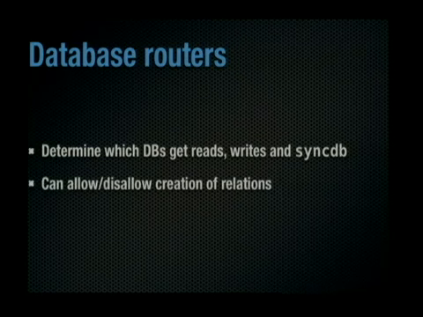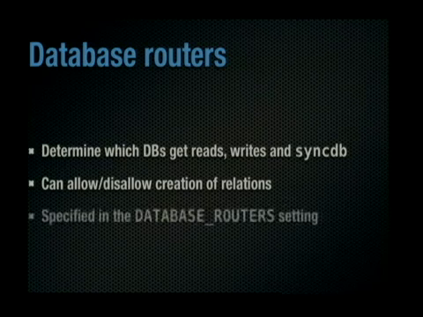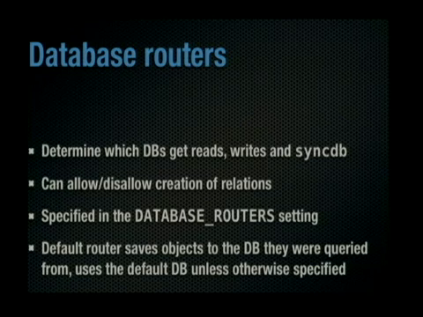Routers can determine on a per database basis whether to allow or disallow creation of relations between models. There we go, the database router setting. The default router that we provide in Django, that you're getting if you don't do anything fancy or change this at all, basically all it does is this: if it's a brand new object that I just created, save it in the default database. If it's an object that I just queried for, save it back to the database it came from. That's all that the default router does.